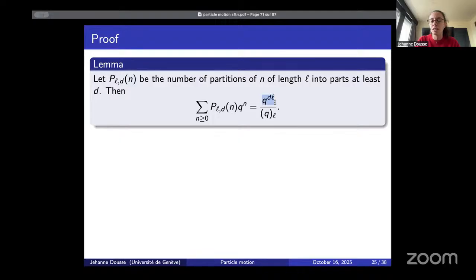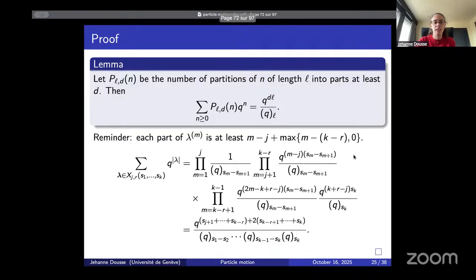We start, this numerator here will just give us L parts all equal to D. And this denominator is a partition into at most L parts. So we start with having all the parts equal to D, and we add to them some arbitrary partition into at most L parts. So we get the partition into parts at least D. So this is just a simple combinatorial lemma.